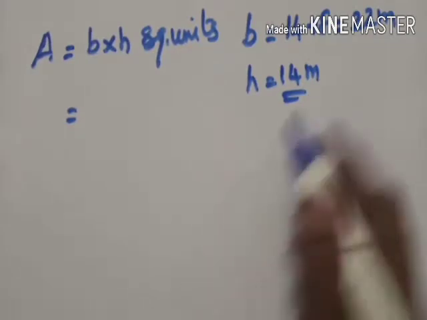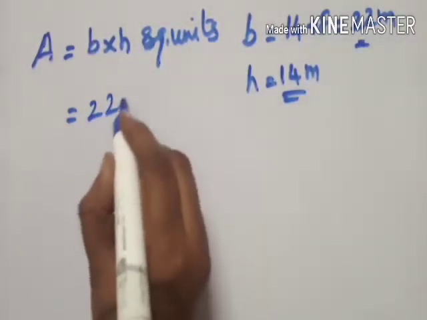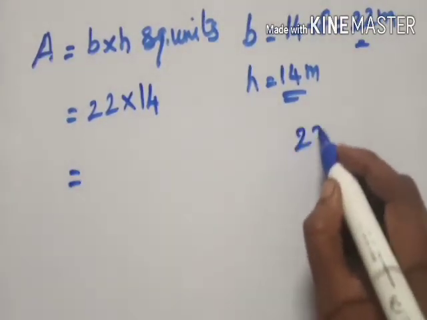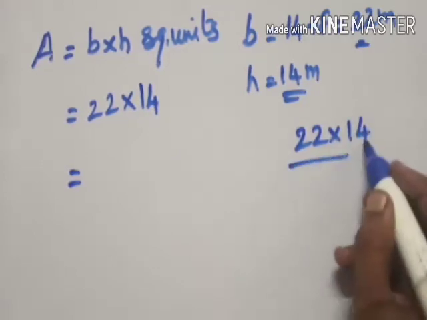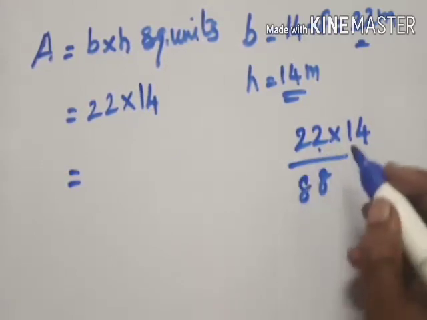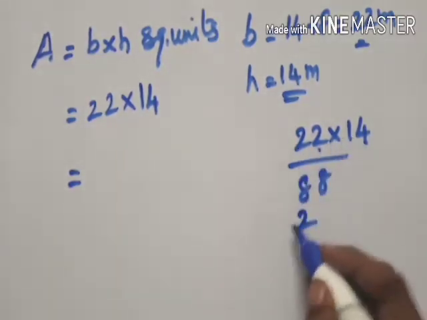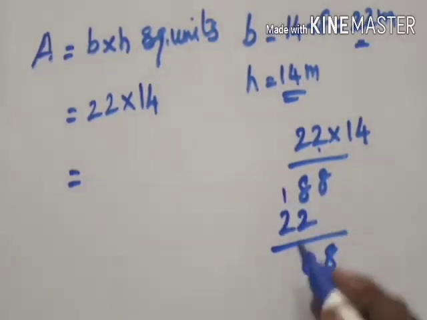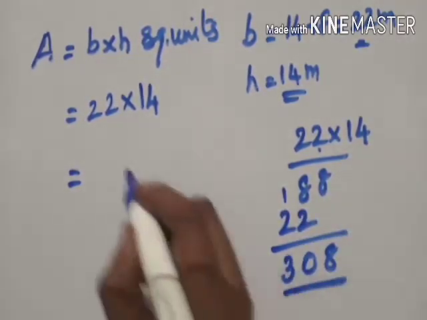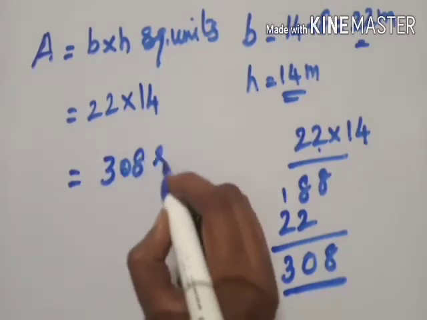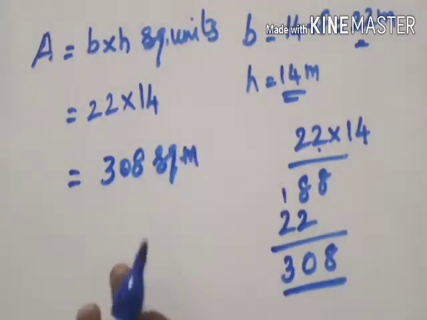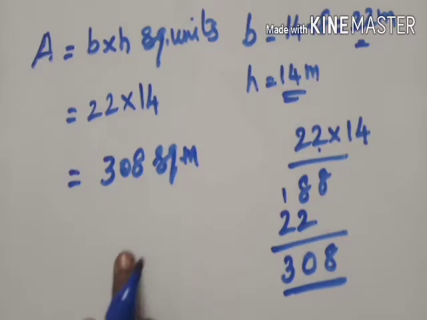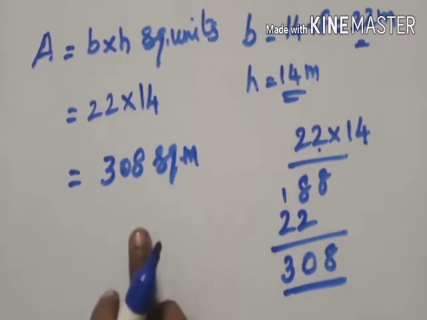Height, base. What is the base? 22 meter. 22 into height 14. That is equal to, rough work, 22 into 14. 4 2s are 8. 1 2 is 2. 8. 8 plus 2, 10, balance 1. 2 plus 1, 3. 308 square meter. Right? Right. The area of the parallelogram, that is the area of the parallelogram shaped ground, is 308 square meter.